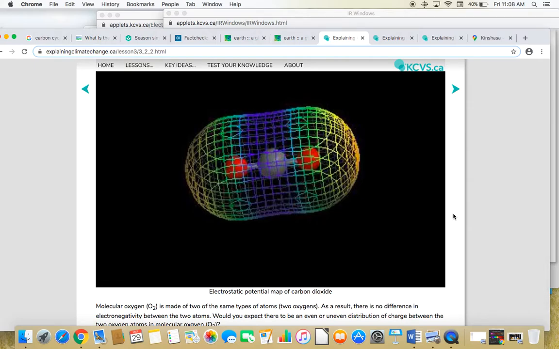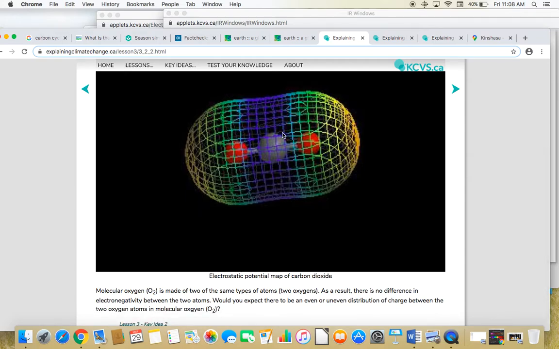Right here is what's called an electrostatic potential map of carbon dioxide. The black in the middle, carbon. The reds, oxygen. Carbon and oxygen are very different chemical elements, and they have different abilities to pull electrons. Oxygen is way better at pulling electrons than carbon is. So what oxygen does is it pulls electrons away from carbon, and so the electrons are distributed unevenly over the surface of a carbon dioxide molecule.